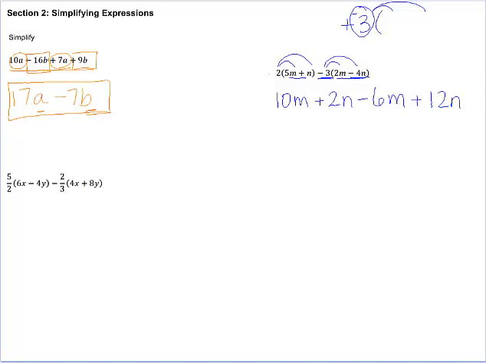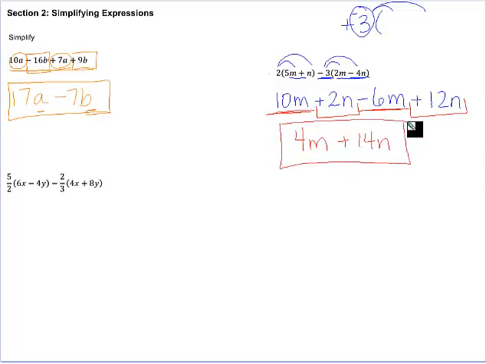And then from here, we can now go left to right and combine like terms. So we have 10m minus 6m for like terms would be 4m. And then here we have a plus 2n and a plus 12n for like terms would be plus a 14n. So here our final solution would be 4m plus 14n.